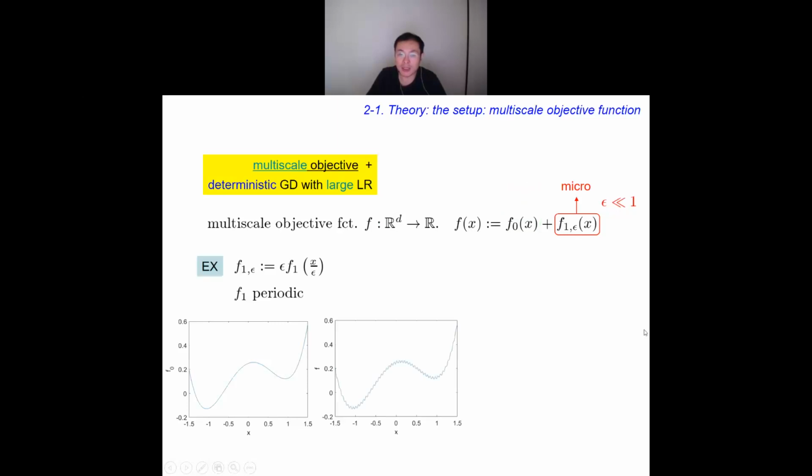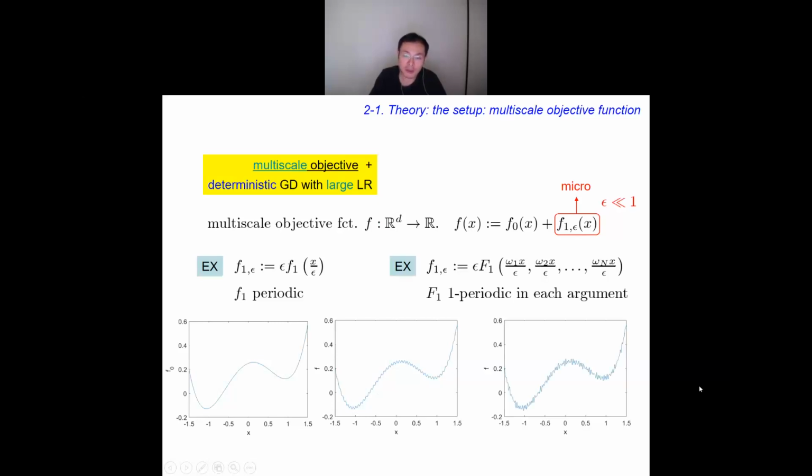An instance of a microscopic structure is that you take a periodic function, you squeeze it in the x direction by division by epsilon, and then you squeeze it in the y direction by multiplication by epsilon, and then you add this function on top of this macroscopic potential, and then you get a multi-scale one. So you basically create a microstructure that is periodic in this case.